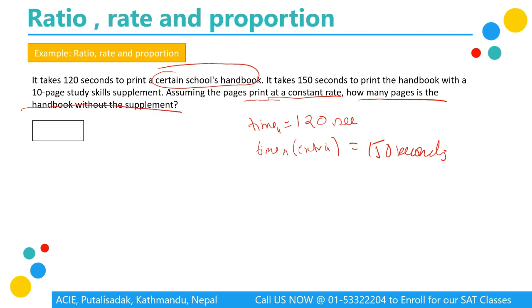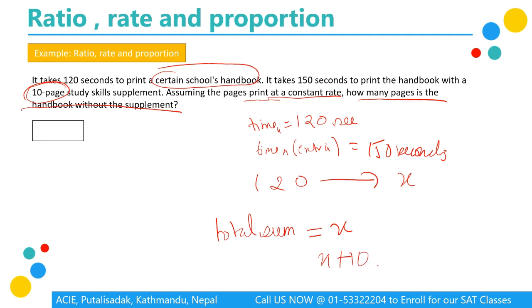So over here, first of all, 120 seconds is taken to print X number of pages of the handbook. Say the total sum of pages in the handbook without the 10 page study skill is X. Now the question says an extra 10 pages are added. So it's X plus 10. So we can do X plus 10 as well, but we know that the time difference is 30 seconds, right? So it takes 30 seconds to basically print 10 other extra sheets.